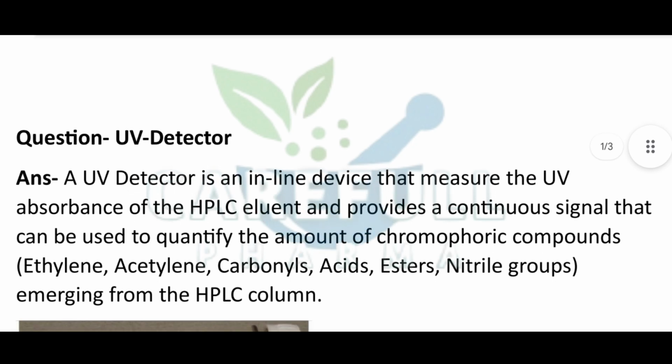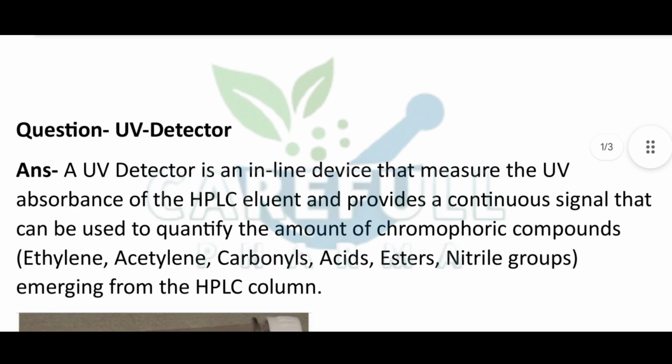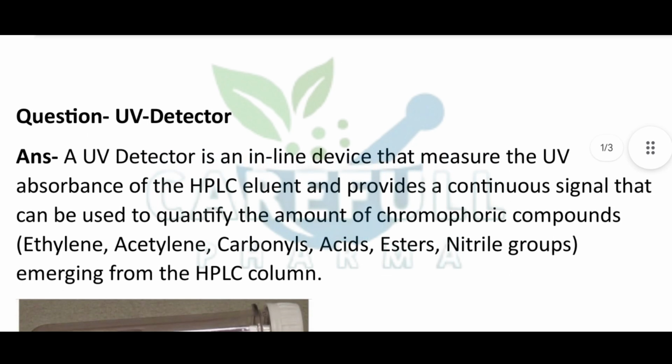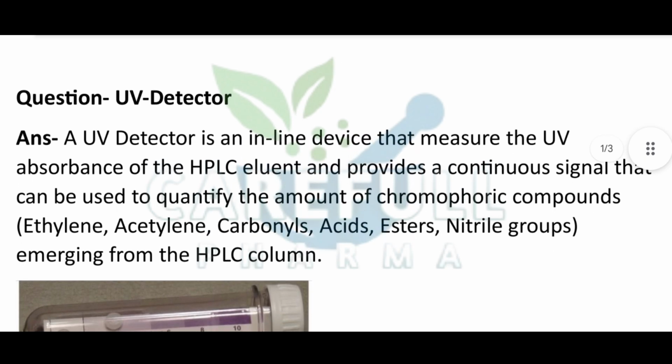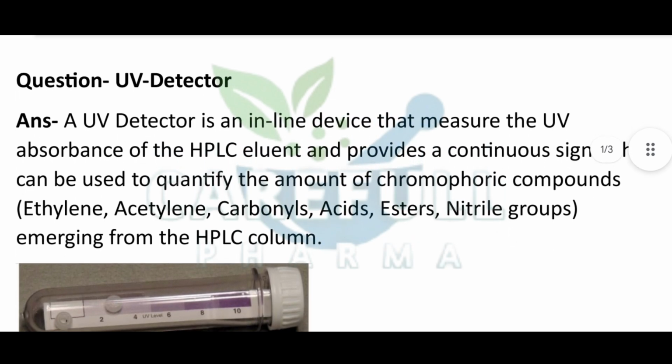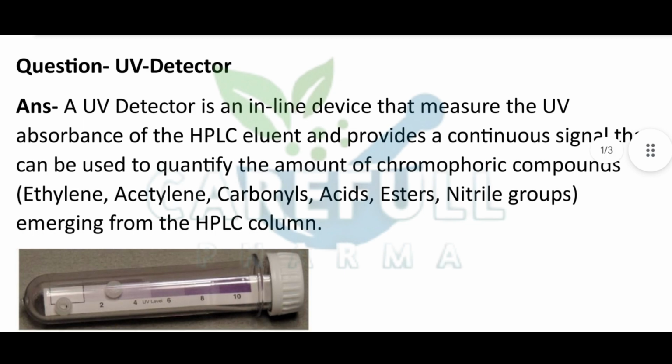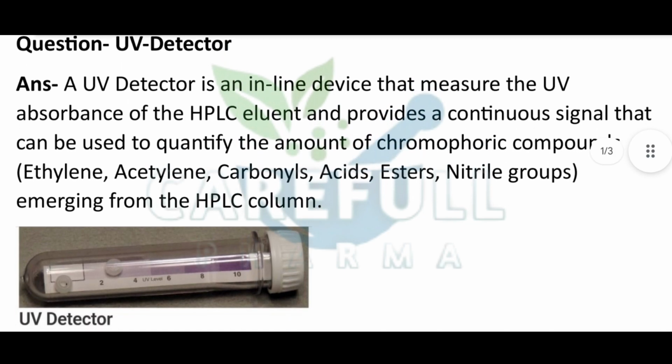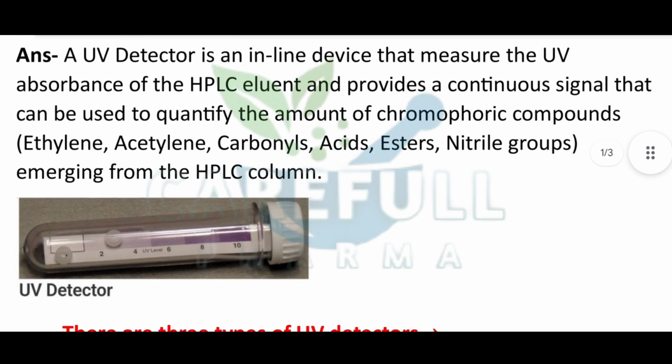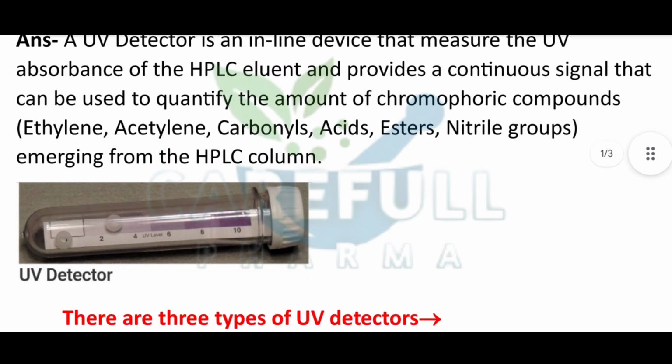Question: UV detector. A UV detector is an inline device that measures the UV absorbance of the HPLC eluent and provides a continuous signal that can be used to quantify the amount of chromophoric compounds, ethylene, acetylene, carbonyls, acids, esters, nitrile groups, emerging from the HPLC column.